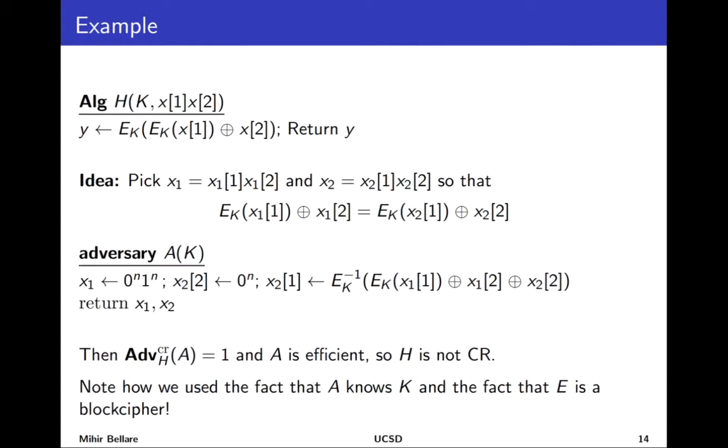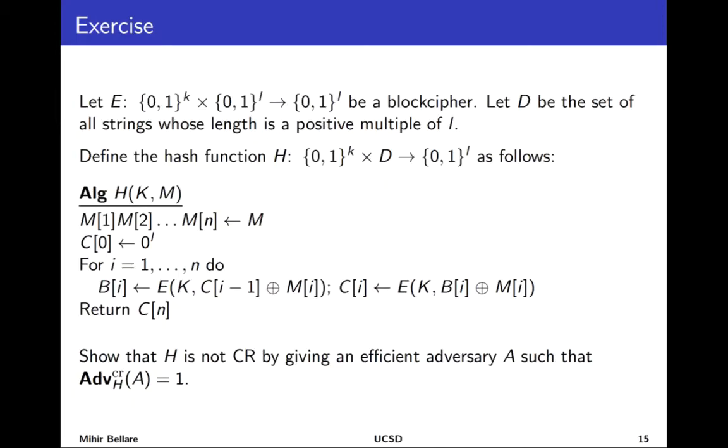Make sure your adversaries are syntactically correct. They take a key as input for collision resistance. They return a pair of points. These have to be in the domain. So this attack used quite crucially the fact that the adversary knows the key and that E is a block cipher, so that you can invert if you know the key. But you might try just for fun to find another attack which works even if you don't know the key.